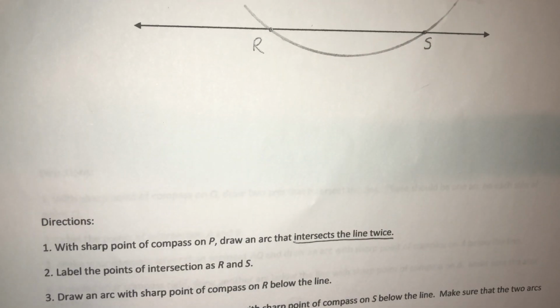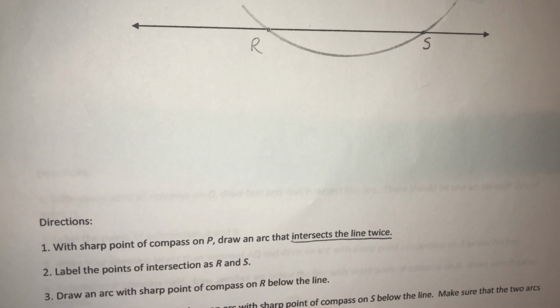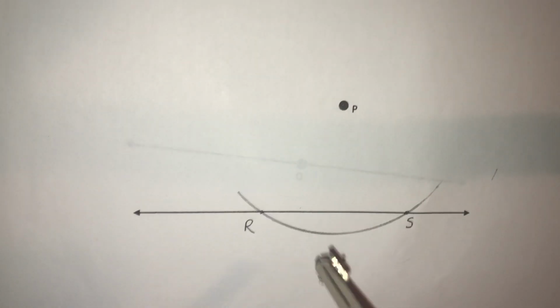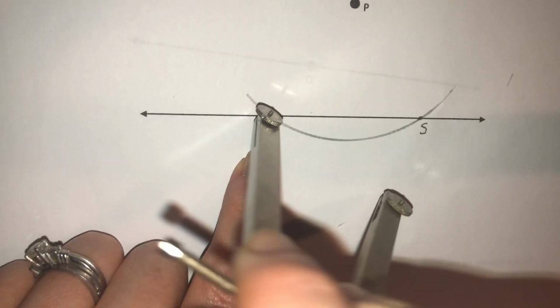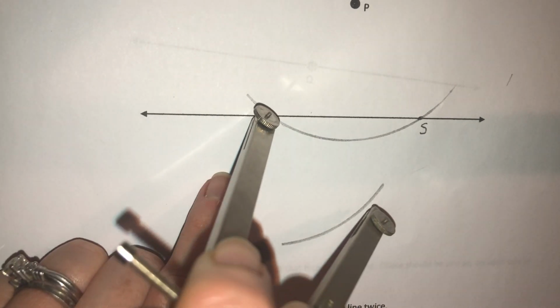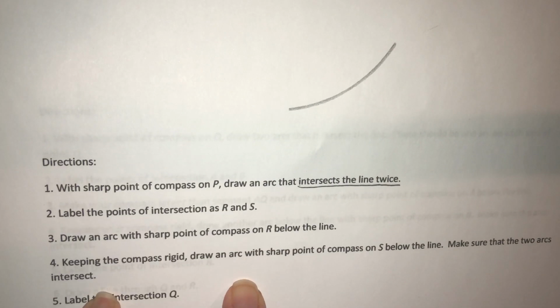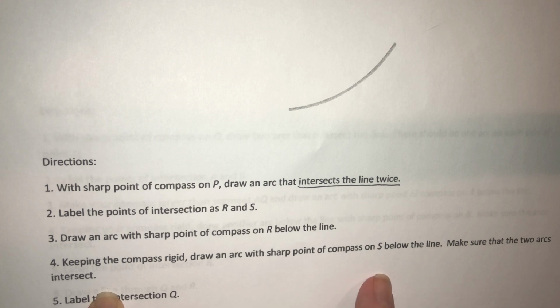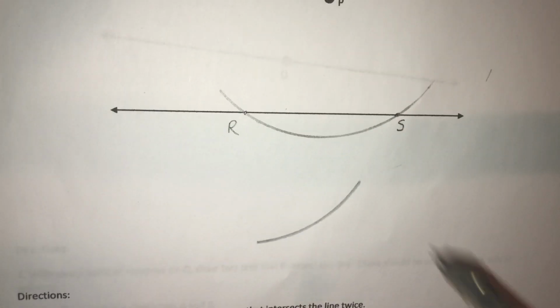Now it says, draw an arc with the sharp point of your compass on point R below the line. So I'm going to take my compass with my pointer on R and make an arc down here below the line. Keeping the compass rigid, draw an arc with the sharp point of the compass on S below the line. Make sure the two arcs intersect.